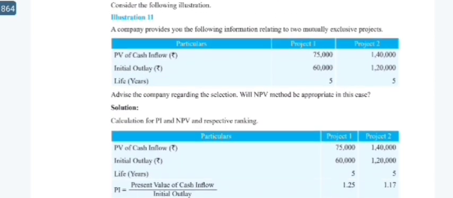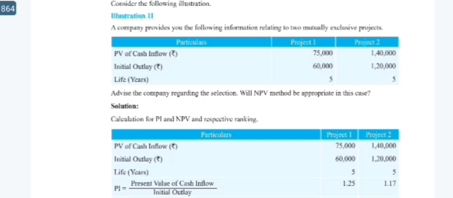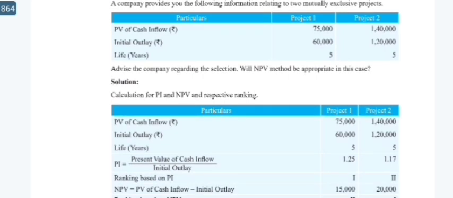In illustration 11, they have applied both the methods, NPV method and profitability index method, in the same question. They are showing how it differs when we choose the profitability index method and when we use the NPV method. If we see the solution, when we apply the profitability index method, project 1 should be selected because its PI is more than project 2. When we use the NPV method, project 2 is ranked first because the NPV of project 2 is higher than project 1.